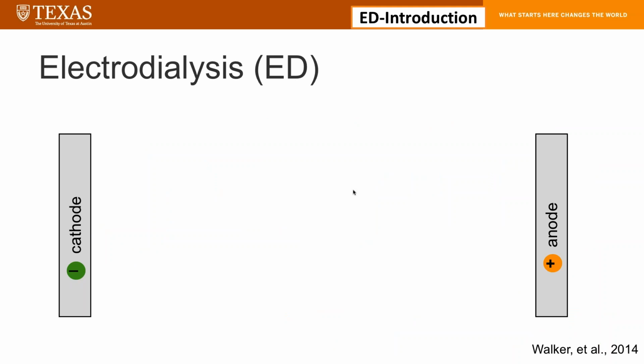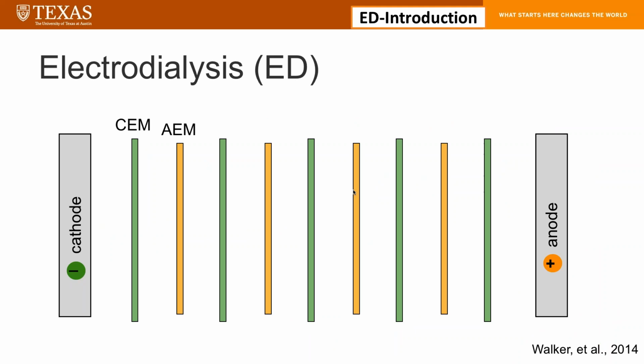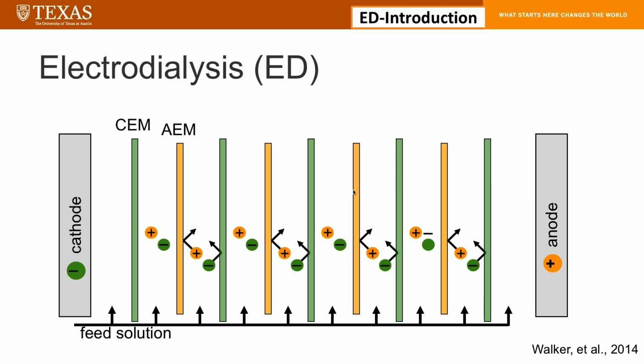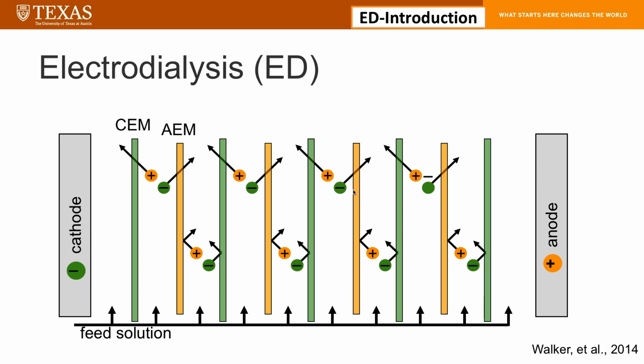So in between the cathode and anode, we install the cation exchange membrane and also the anion exchange membrane. And we supply the feed water in between the cation exchange membrane and anion exchange membrane, and we apply the electric current to separate the ions in the water. So in the stack, the cation cannot pass through the anion exchange membrane, but it can pass through the cation exchange membrane, and vice versa for the anion.